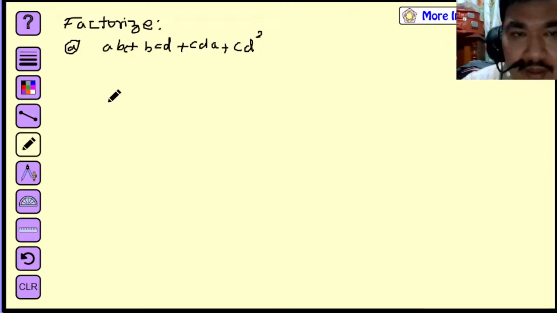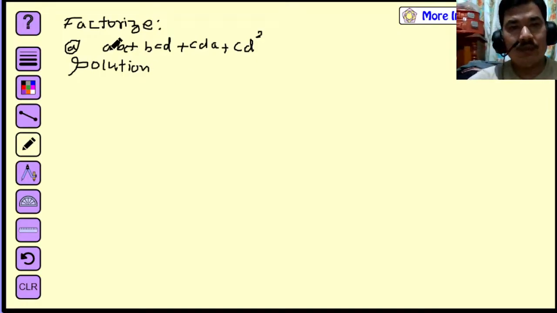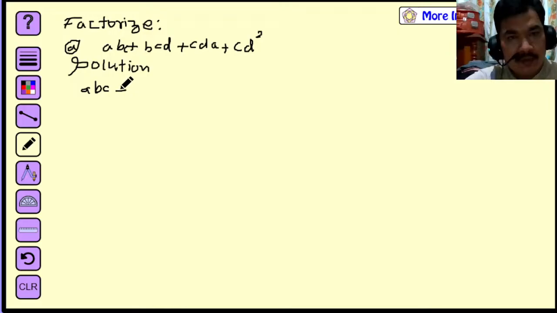First of all, let's make the grouping. Right here is the question, and then the solution. We write this question once more here and make the terms into groups. First one is ABC, next one is BCD, third one is CDA, and fourth one is CD square.